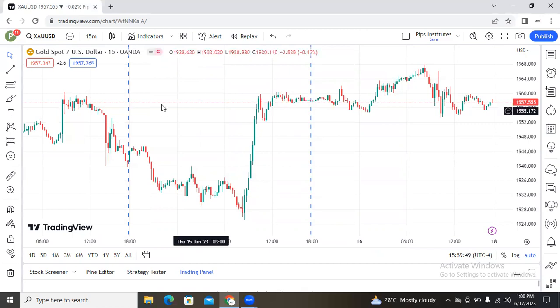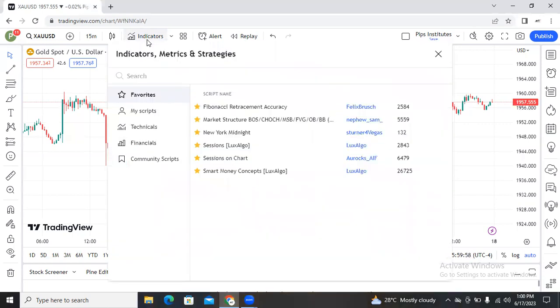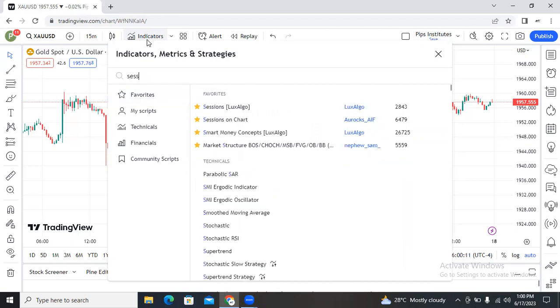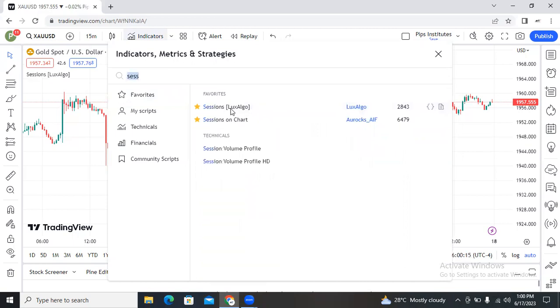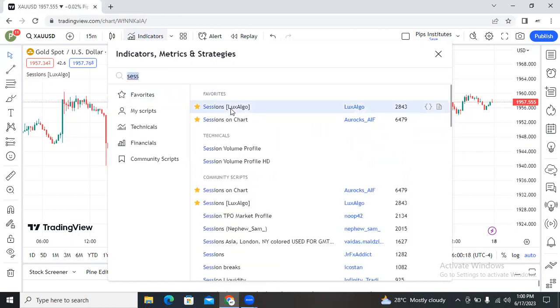That's number one. The next indicator we'll be using is Sessions by LuxAlgo. This session indicator is going to help us know the time for the London Q zone, and it's going to indicate it on the chart for us. Just click on indicators, search for and type session. You're going to see Sessions by LuxAlgo, then just click on it. It's going to automatically plot on your chart.